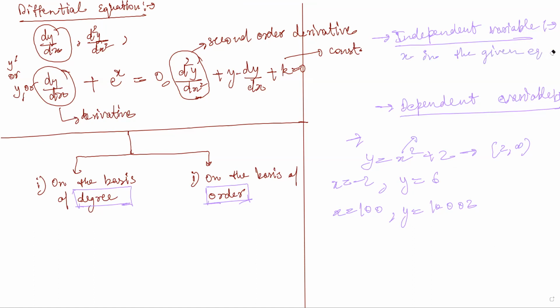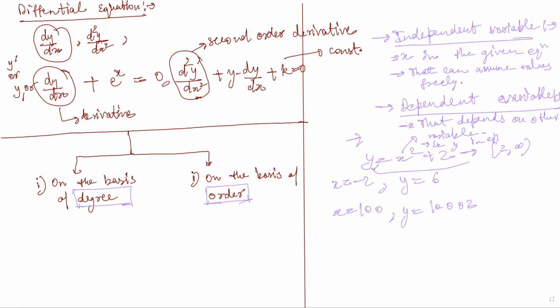So basically, an independent variable is anything that can assume a value freely. And a dependent variable is one that depends on another variable. So y here can only take values from 2 to infinity, but x can take any value from minus infinity to plus infinity.